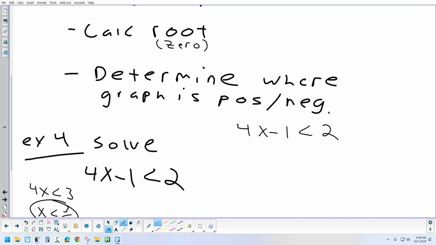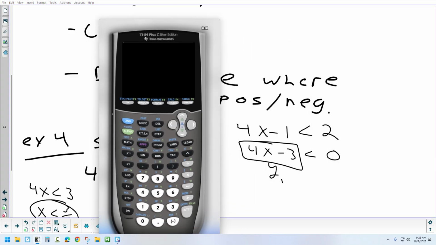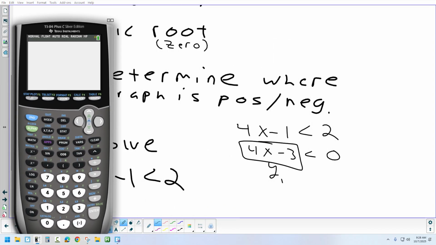And how would I get 0 on one side? Minus 2. Yep, minus the 2. Now, put that in y1. 4x minus 3.